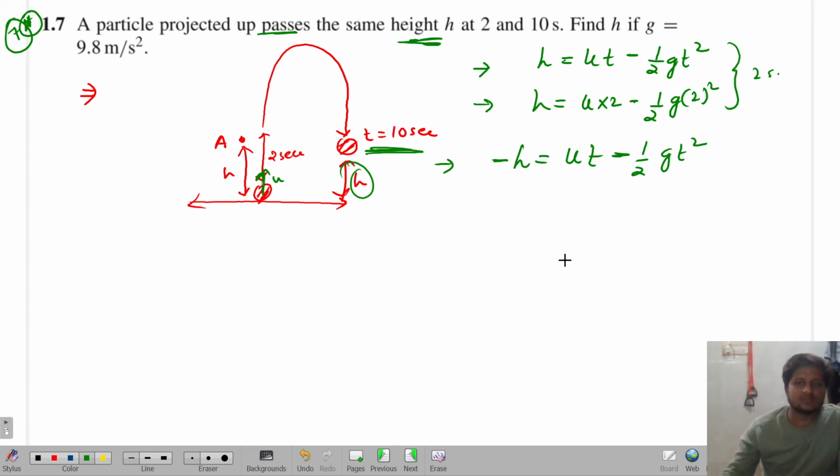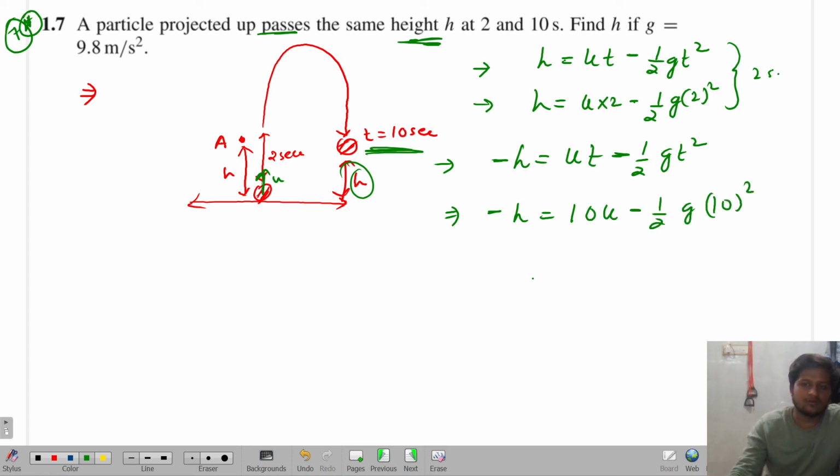So what you can do is write the equations like this: h is equal to ut minus half of gt square. Here, for 10 seconds, minus h is equal to 10u minus half of g into 10 square. So minus h is equal to 10u minus 50g. Yes or no? Got it?